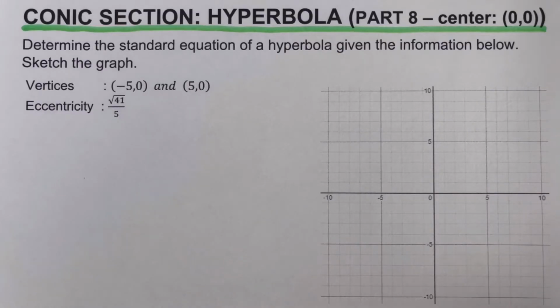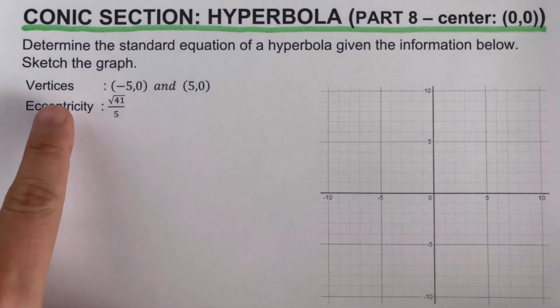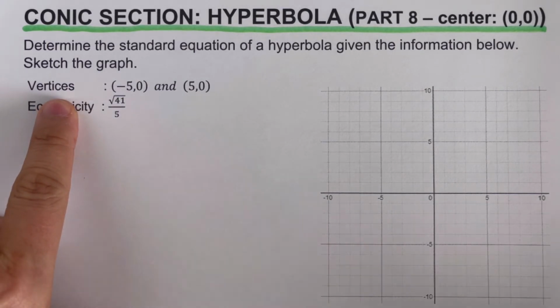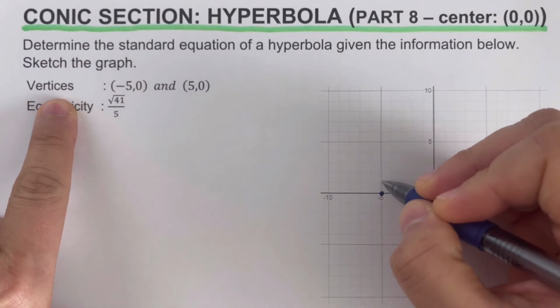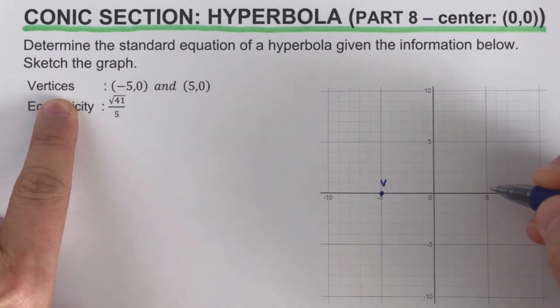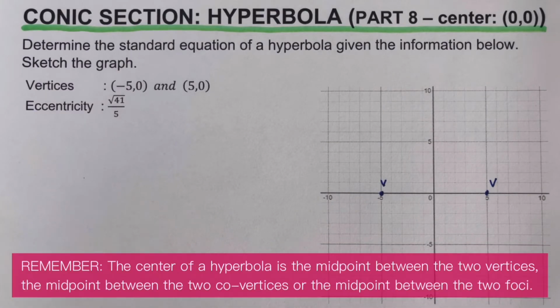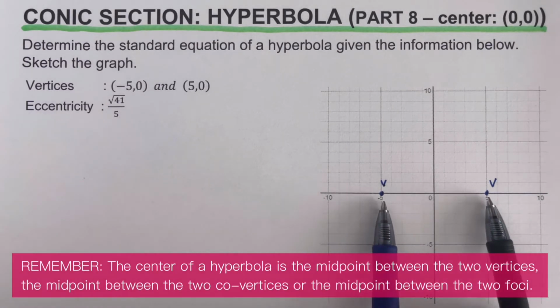Okay, going back to the problem right here. So we are given the vertices of the hyperbola, which is located at -5, 0. So this is our first vertex, and the other vertex is at 5, 0. We go ahead and remember that the center of every hyperbola is the midpoint between the two vertices, or the midpoint between the two co-vertices, or the midpoint between the two foci.